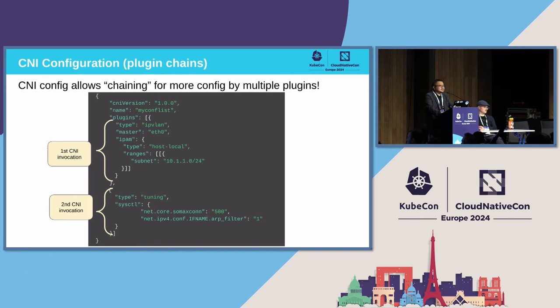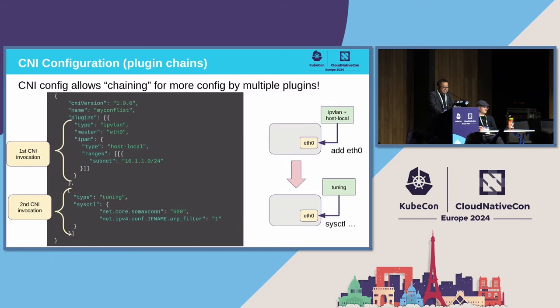So that's the simple case, and next is a slightly more complicated case, the plugin chain. As I said before, it's plugins, not a single plugin. Multiple plugins can be added in this field. In this case, we have two CNI configurations. One is IPVLAN, and next is tuning. So first, what does it mean? Let me explain that.